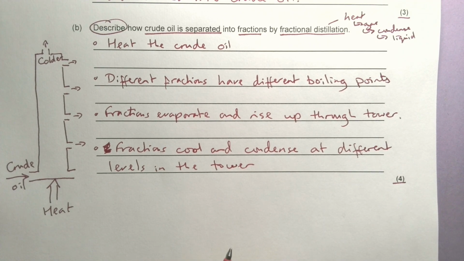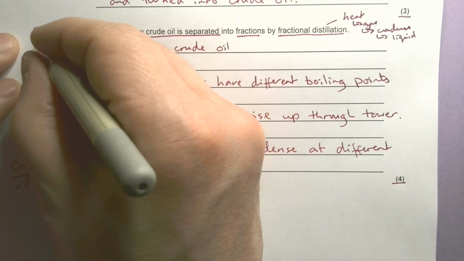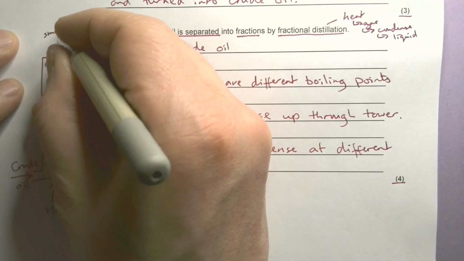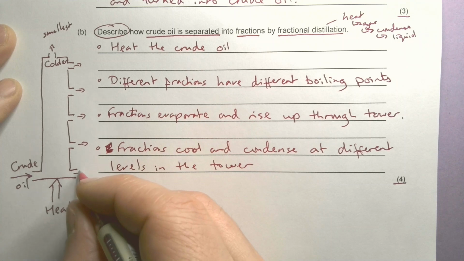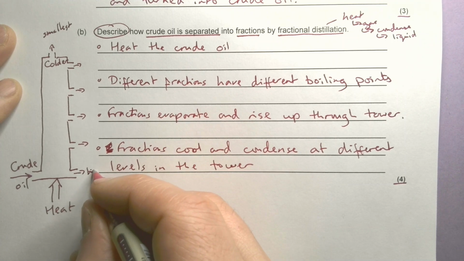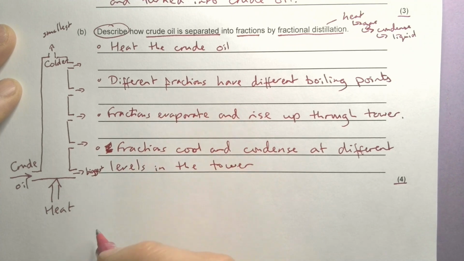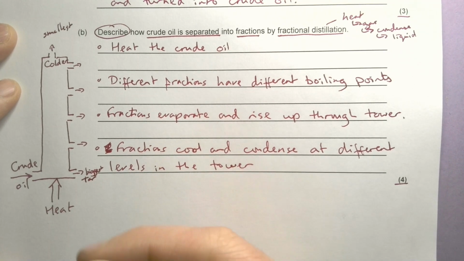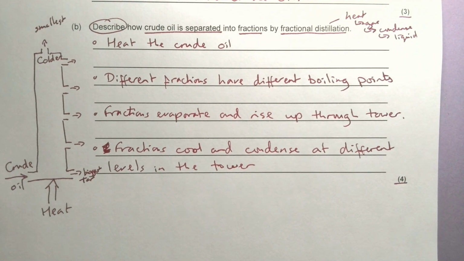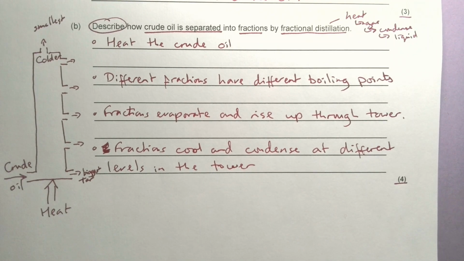And what we find is the smallest hydrocarbons are at the top, and the biggest come out at the bottom. The biggest in particular are things like tar, bitumen, and the smallest would be things like methane.